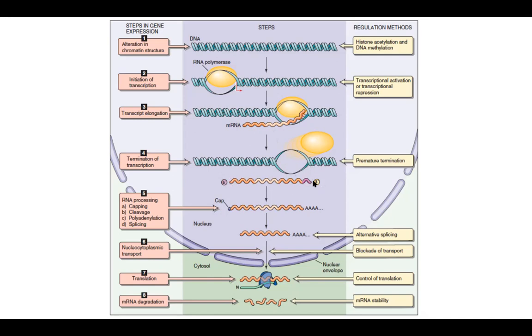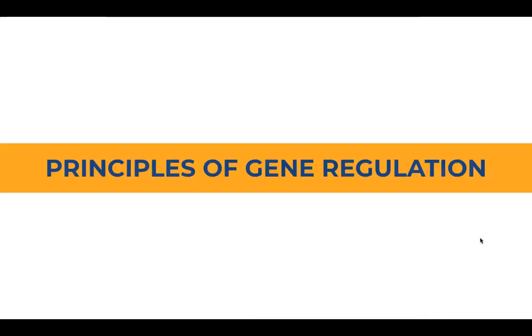The mRNA can be further modified through RNA processing. So we have capping, cleavage, polyadenylation, and also splicing. It is a form of post-transcriptional modification. Now, when the mRNA is produced, if it's a eukaryotic cell, it can leave the nucleus and undergo the process of translation. In this process, translation can also be controlled. And once translation is done, forming the protein, it can now undergo post-translational modification.